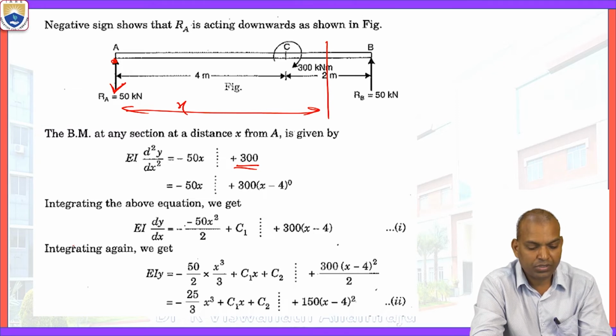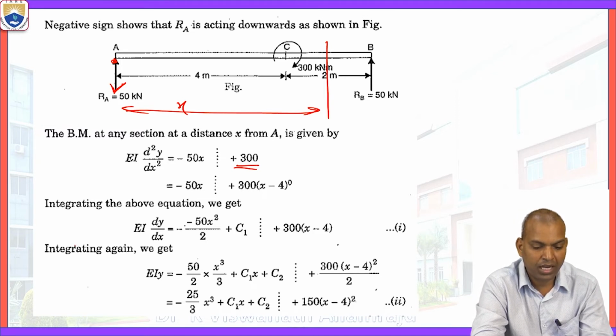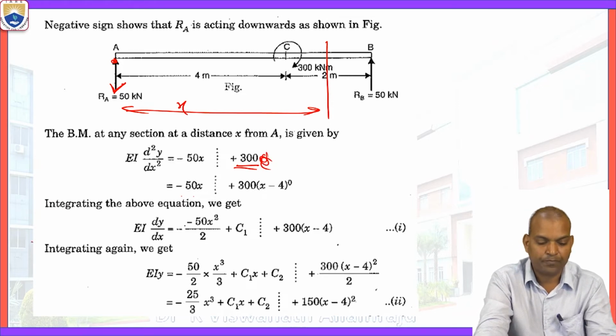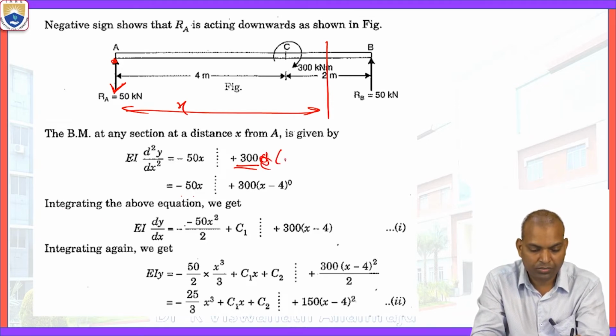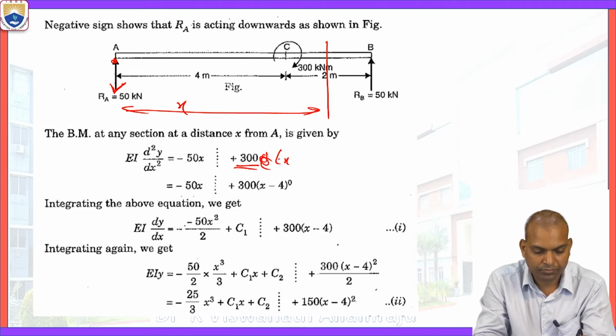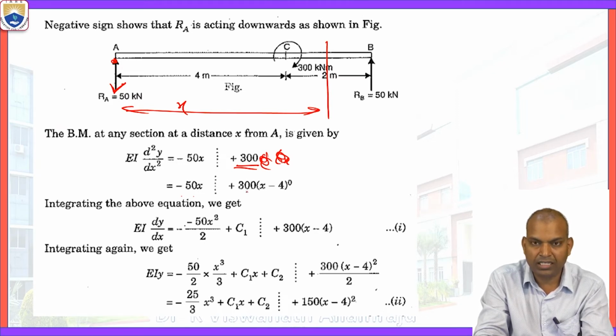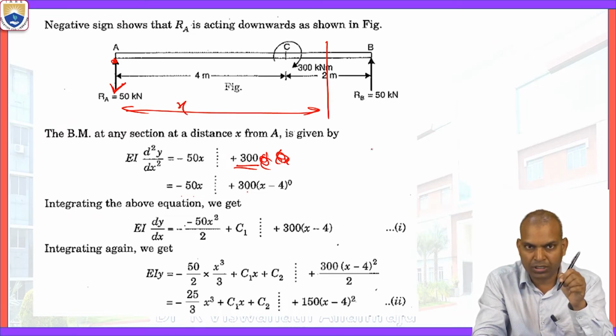Now 300 times, what will happen? There are two equations, from A to C and C to X distance. That is minus 50 times X plus 300 times, the 300 kilonewton meter moment, where we consider X minus 4, the distance we considered here. That is the equation. This is 300 kilonewton meter acting. Then we write here at a distance X, 300 times, what is the distance here? We want a distance, that is X minus 4.